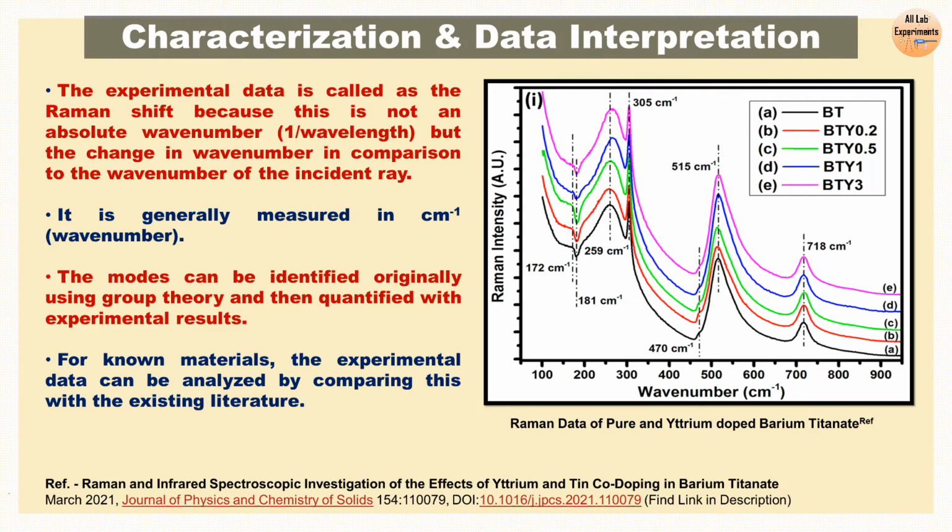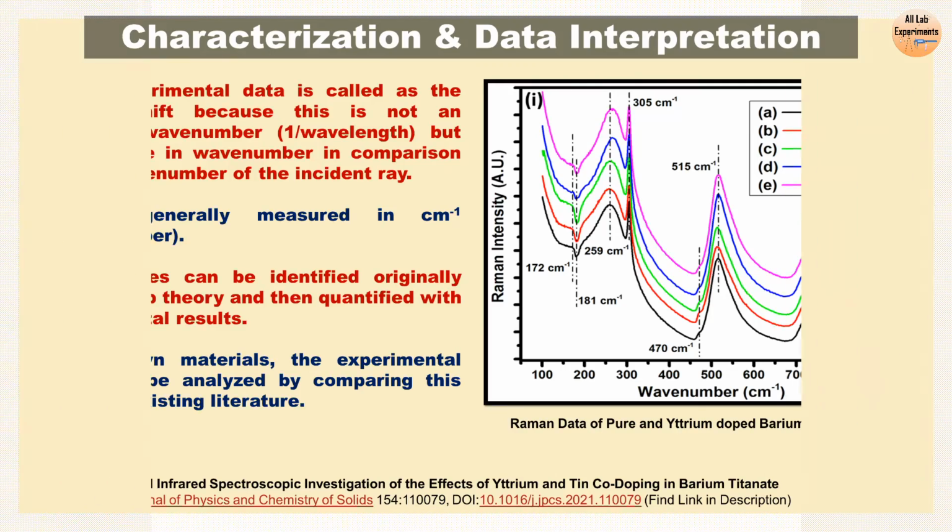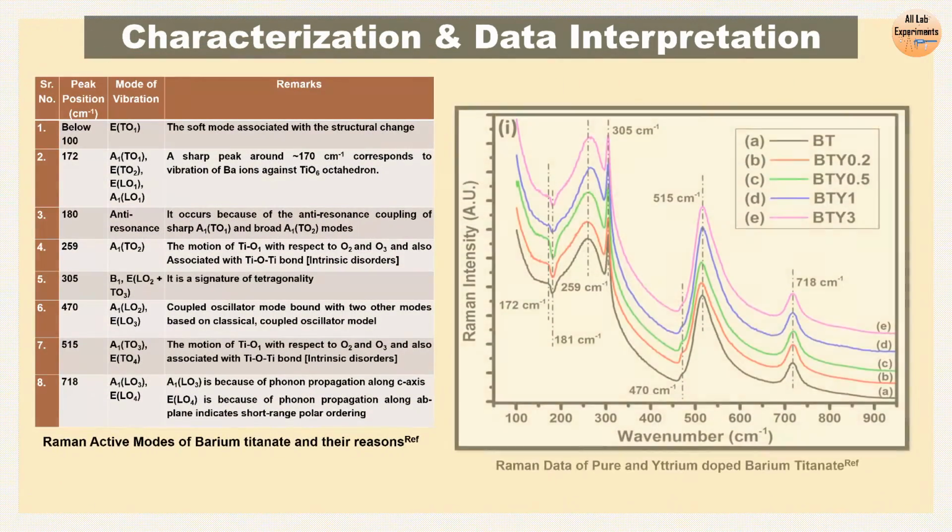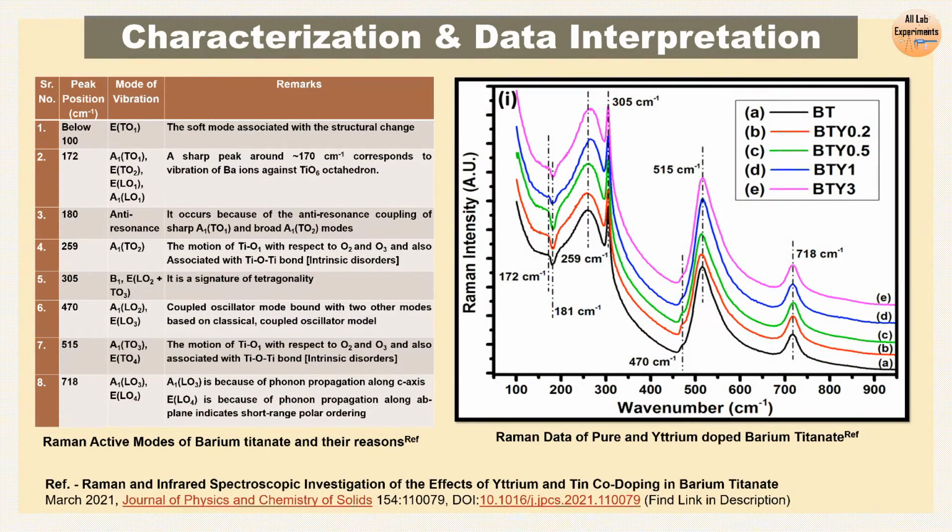This is the example of barium titanate, which is yttrium doped. This is from my own research paper on Raman characterization. Through literature, I analyzed that this dip at 181, this broad peak at 259, these are because of these reasons which are written in this table.